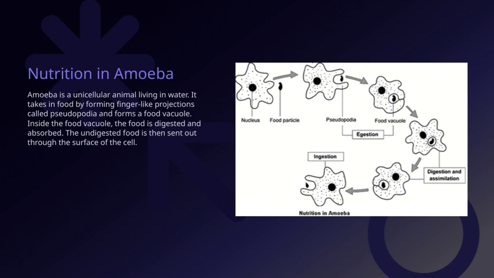Inside this vacuole, digestion happens, breaking down the food so the amoeba can absorb the nutrients it needs. Any food that the amoeba can't digest is then expelled out of the cell through its surface. This whole process highlights how amoebas efficiently manage their nutrition despite being so simple in structure. It really connects to the overall idea that even unicellular organisms have specialized mechanisms for survival.